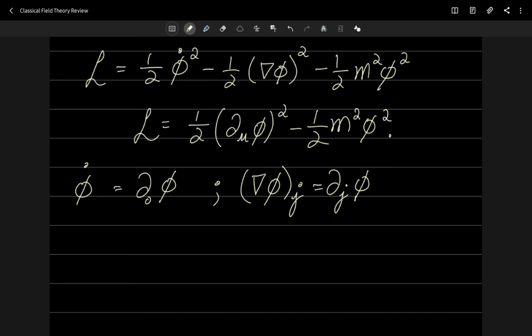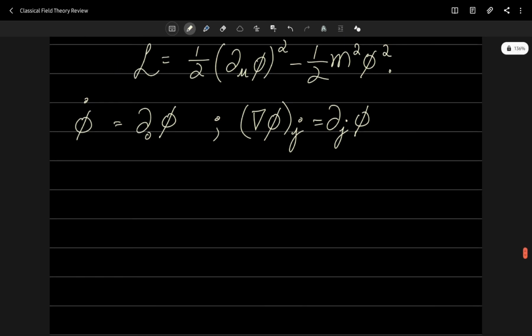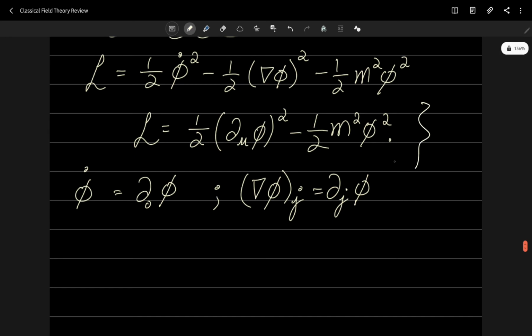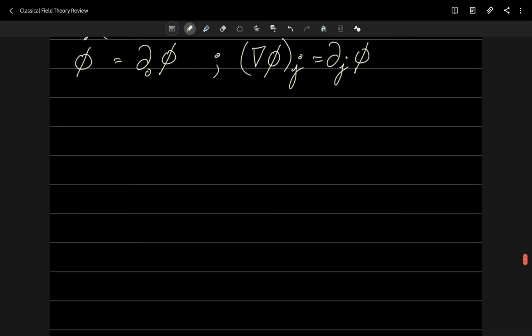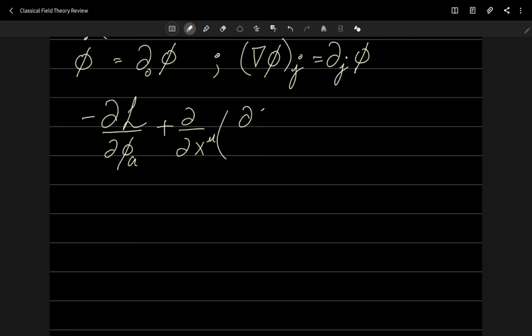Now we will apply the Euler-Lagrange equations of motion to this Lagrangian density, and we will obtain the dynamics of the Klein-Gordon field. If you recall from above, this equation was partial L over partial phi a plus partial over partial x mu of partial Lagrangian over partial (partial mu phi a), and this is equal to 0.